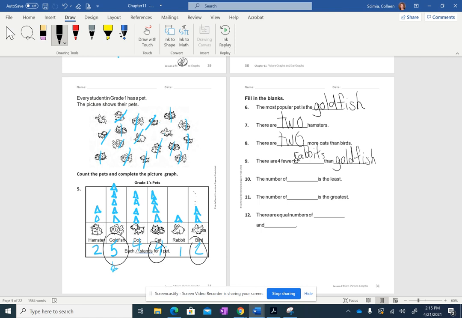And what number do we have the least of here? Rabbit. And the number of blank is the greatest? Goldfish. And what are their equal amounts of? What 2 animals were there the same amount?